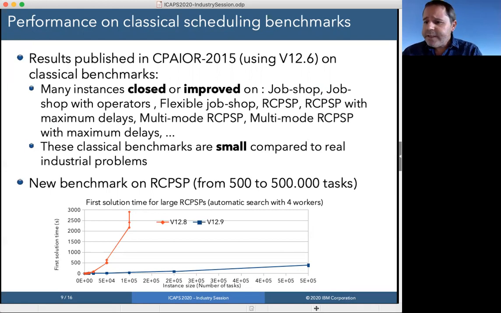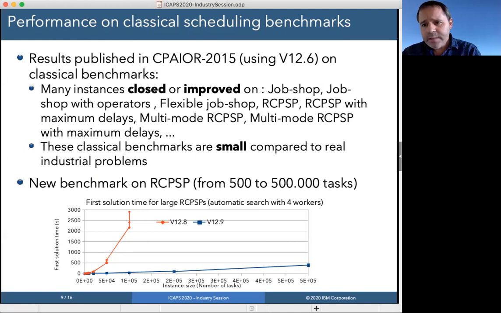But I have to say that one of the reasons why we do not particularly focus on these instances is that they are usually small compared to the real industrial problems we face. For instance, the largest size of the problems of classical RCPSP is only 120 or 300 tasks. In a real problem, we once had to solve a real RCPSP-like problem with 1 million tasks. That was for an aircraft company in aircraft assembly.